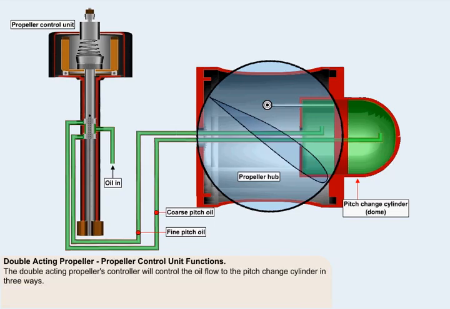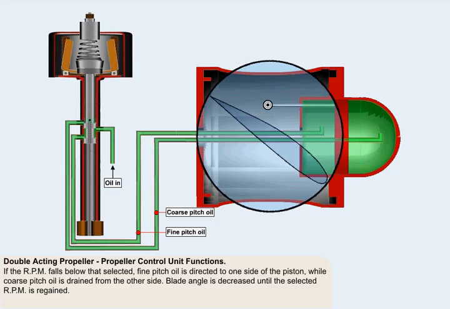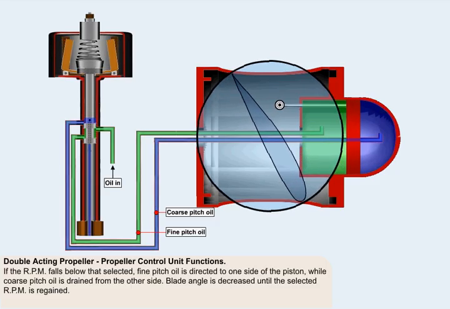The double-acting propeller's controller will respond to the various demands made by the pilot regarding the propeller RPM to control the oil flow to either side of the piston in the pitch change cylinder in three ways. If the propeller is underspeeding, then the flyweights will be leaning inwards because of the reduced centrifugal force, allowing the speeder spring to push the landed valve downwards.